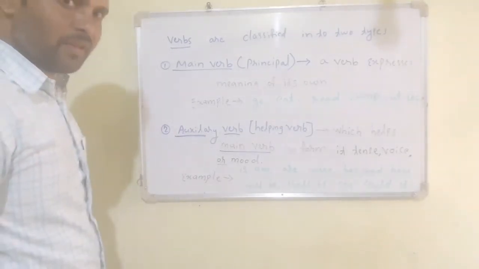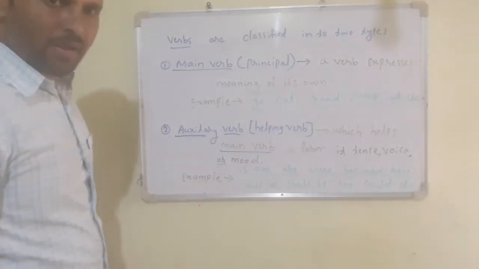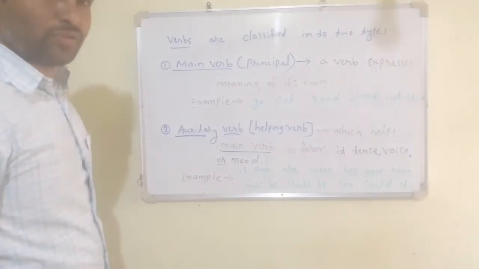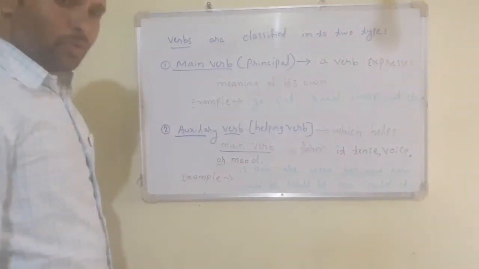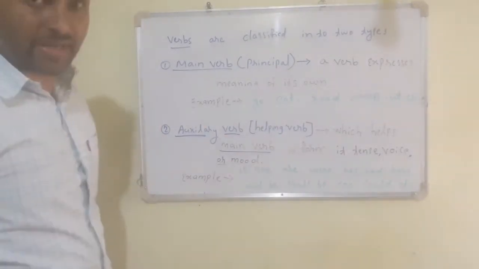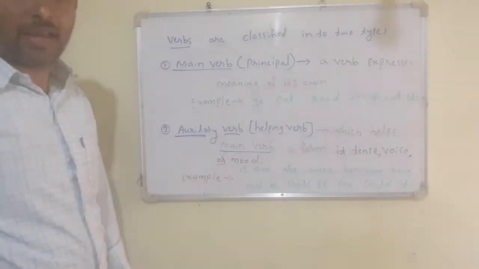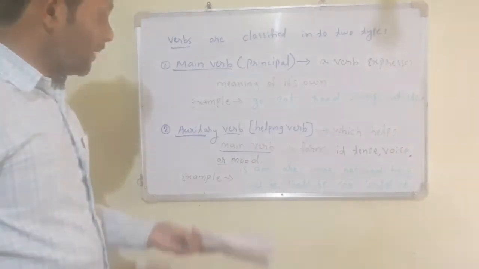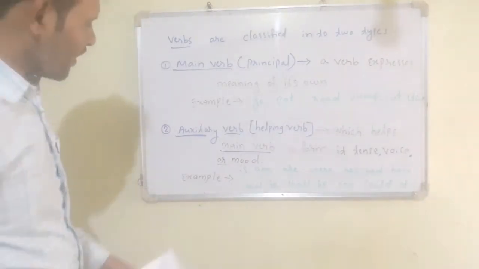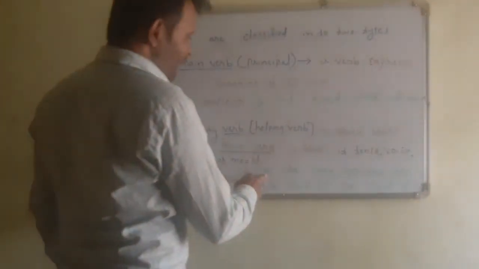For what purpose? To form a tense, to show a voice, or to indicate the mood of a person. They are helpful, that's why they are called helping verbs. Examples of helping verbs are am, are, were, has, had, have, will be, shall be, can, could.